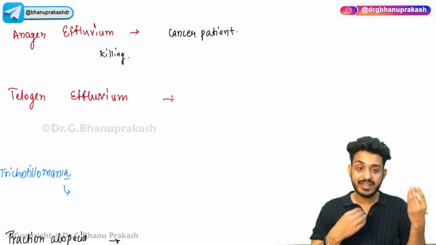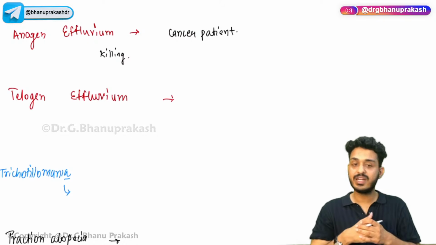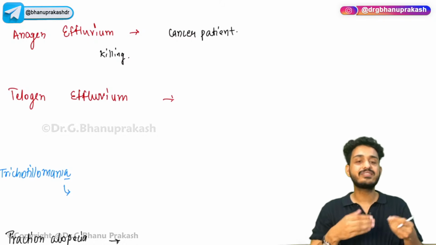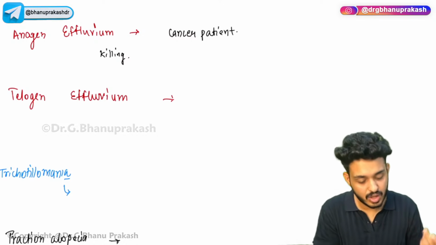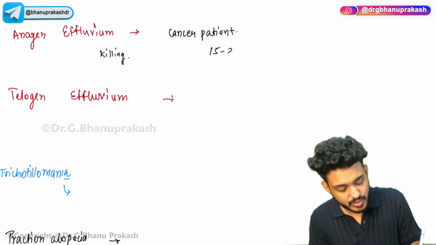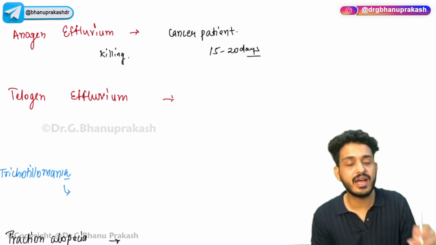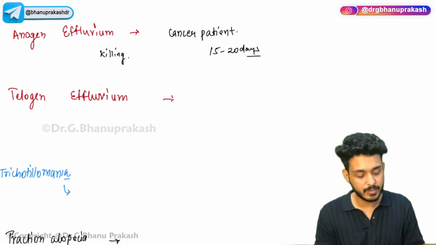Your hairs are rapidly dividing in the anagen phase, right? So it will be killing those cells. That is why you are having that anagen effluvium, that is known as loss of hairs. After like 15 to 20 days of chemotherapy, you will be having that hair loss. Okay, and that is from the anagen phase.